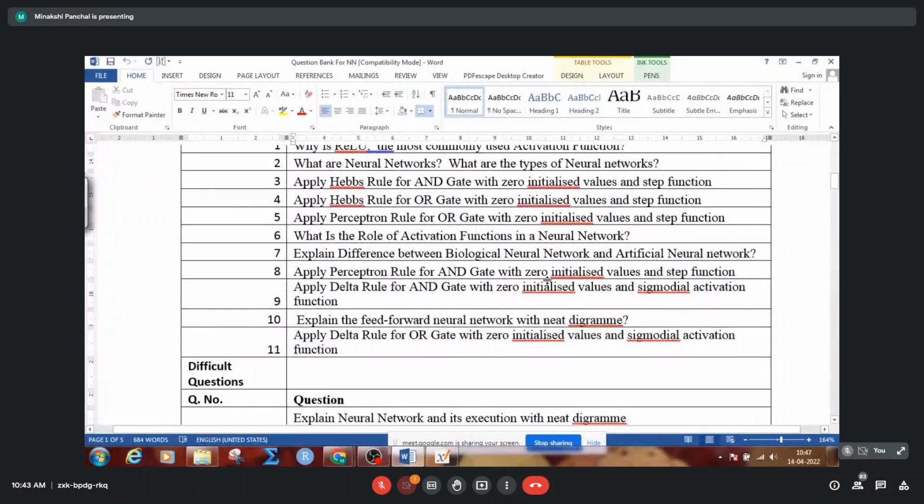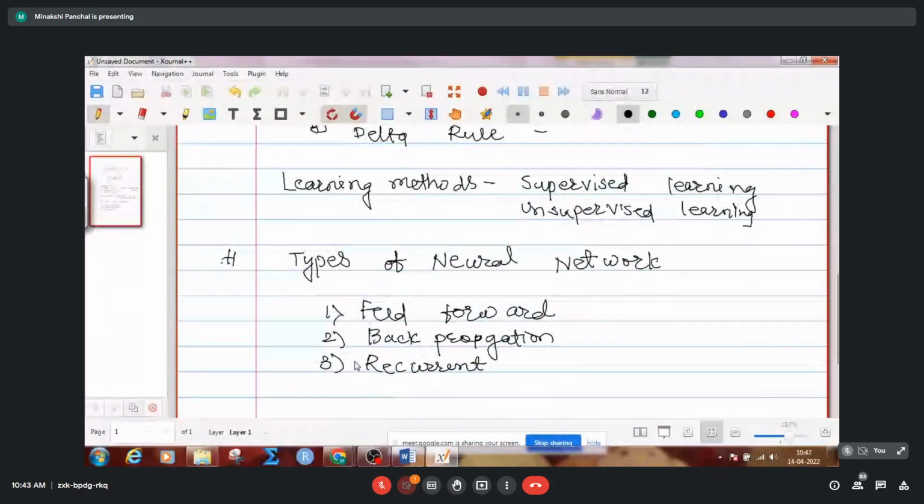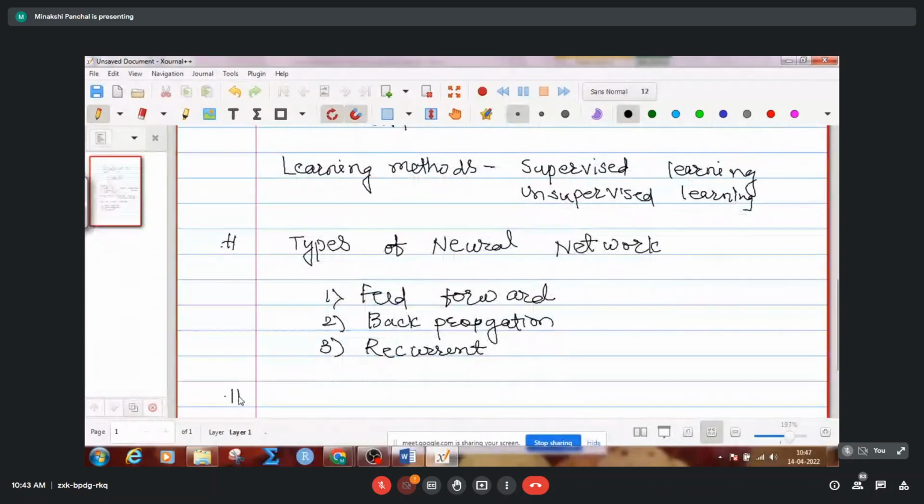That means the initial weights we will consider as zeros. Every time we will define the activation function also. In the exam also, see, if I am saying to apply Hebb rule.